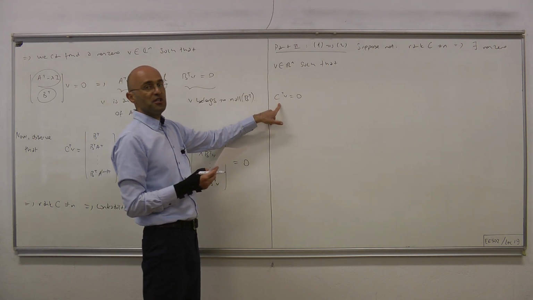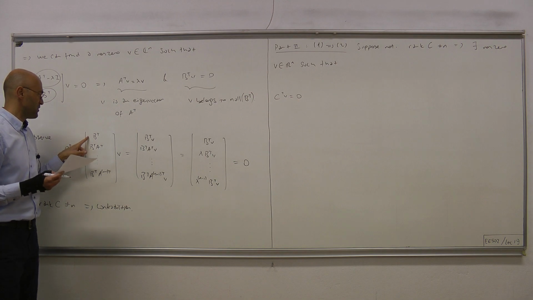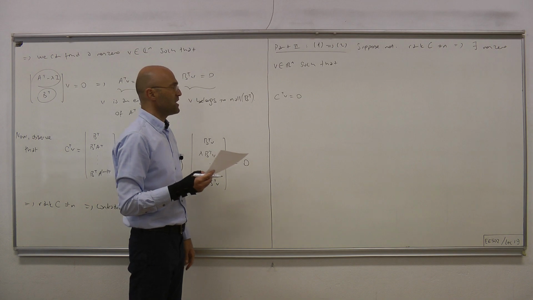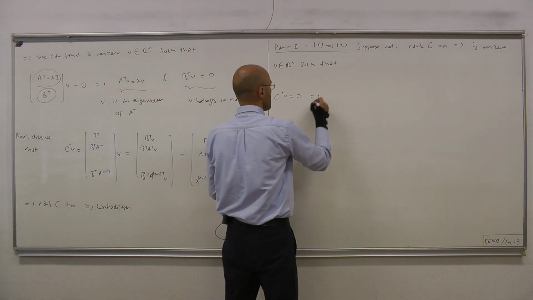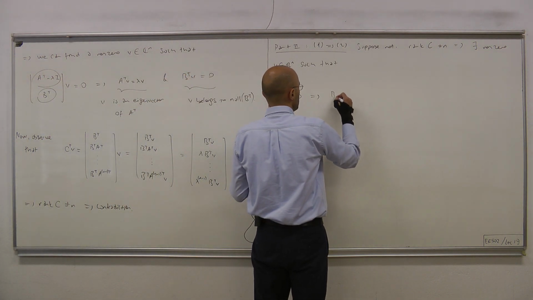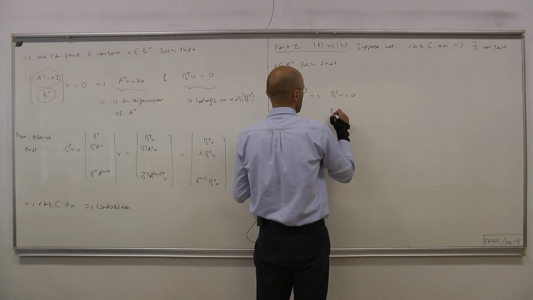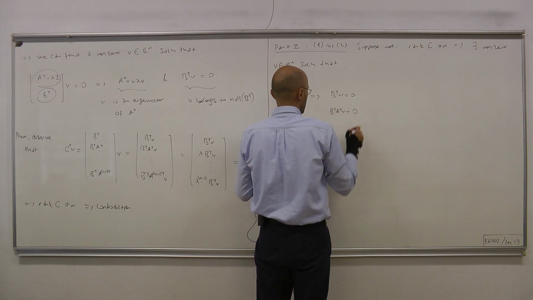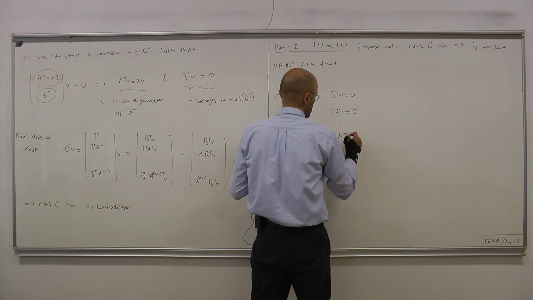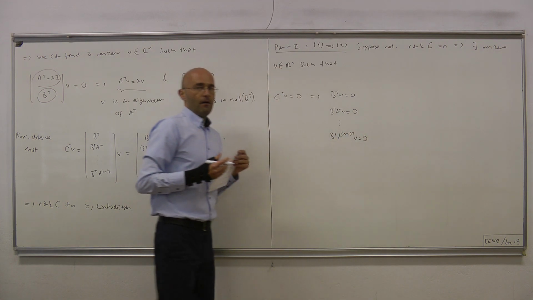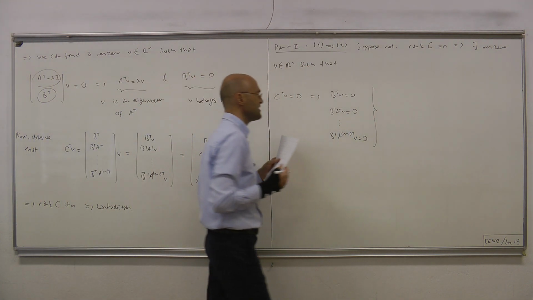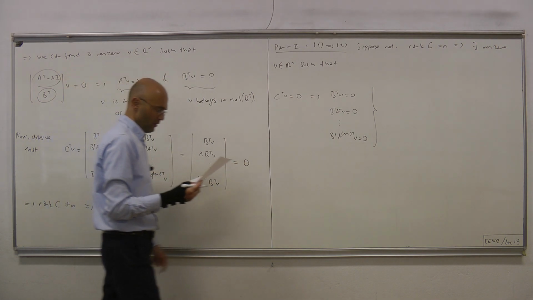Now remember, this is our C transpose: B transpose, A transpose, and so on. So C transpose times V equals 0 can be written as the following n equations: B transpose V equals 0, B transpose A transpose V equals 0, and so on, up to B transpose (A transpose) to the n minus 1 times V equals 0.